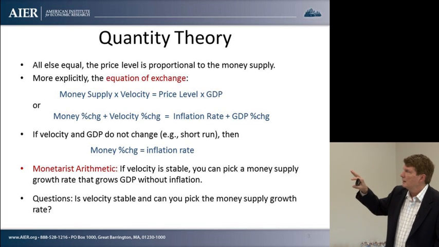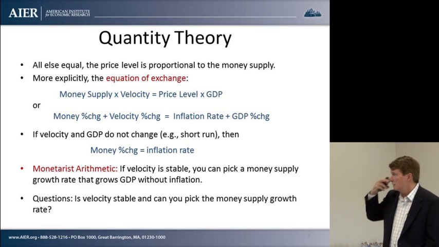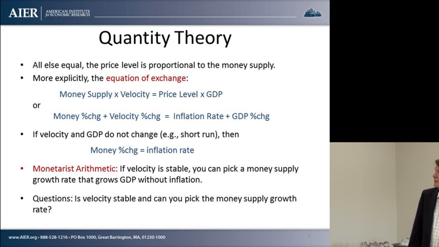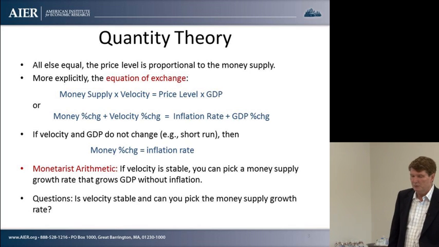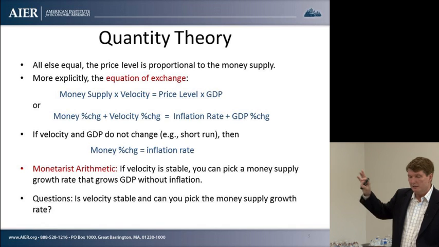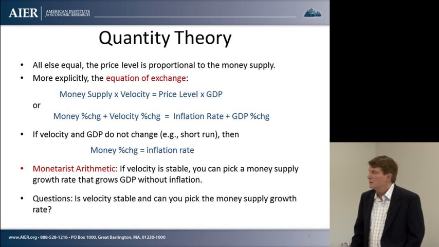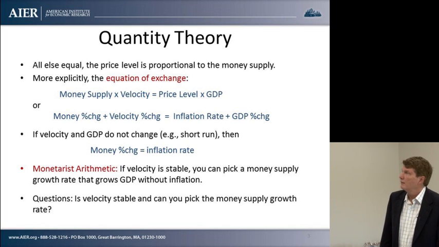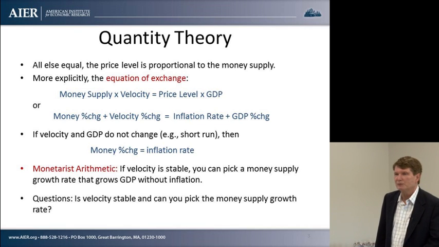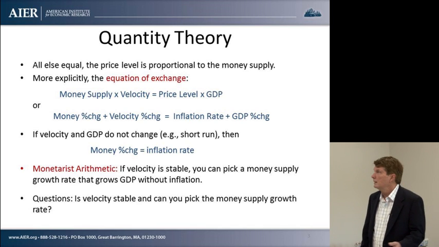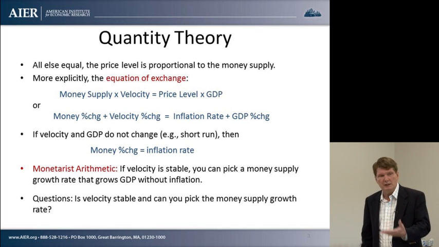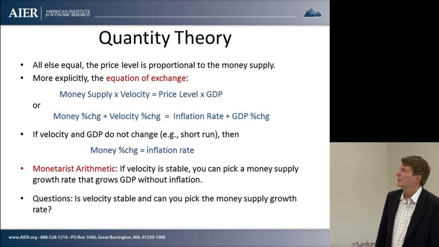In growth rates, this is the percent change in the money supply, the percent change in velocity, the inflation rate, and the percent change in GDP. And now they're additive because we're in growth rates. So to play it out, if velocity and GDP were not to change, and we're not suggesting that they don't, but in the very short run, GDP isn't going to change dramatically overnight. And if velocity were constant, then the growth rate of the money supply would have to equal the inflation rate.